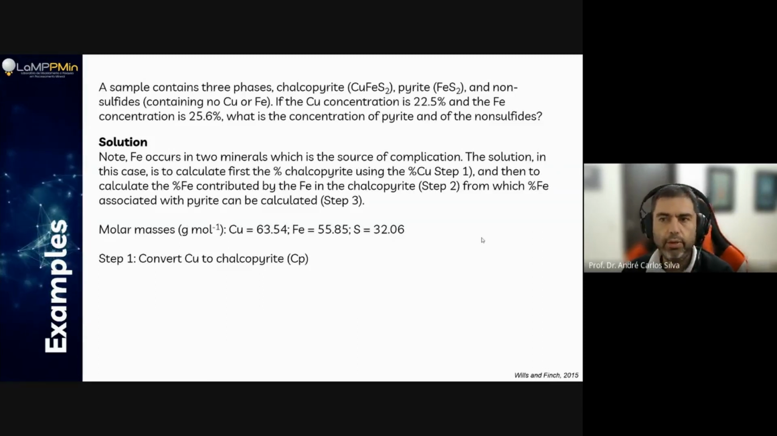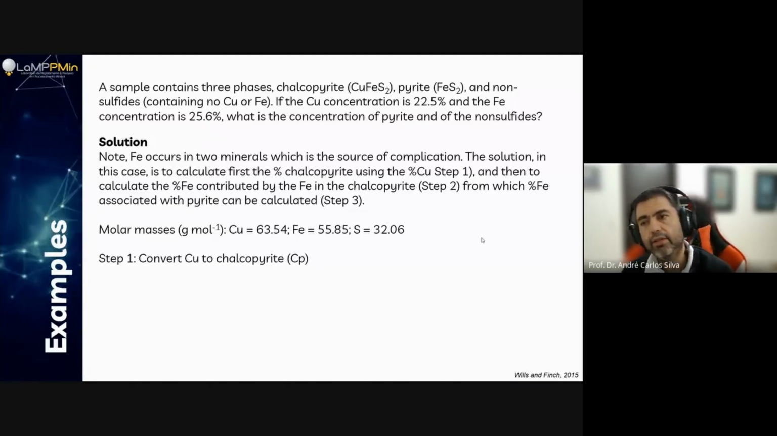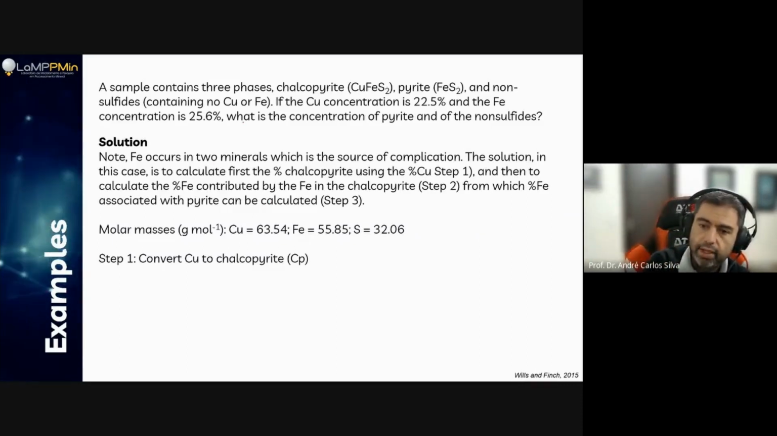If I know how much chalcopyrite I have, and I calculate this from the copper, then I know for sure how much iron I already used in the chalcopyrite. I'm going to subtract this from the total iron, and then distribute the iron to pyrite, and then I know how much pyrite I'm going to have. So let's go to the molar masses and take a look at how much I have of each. This is the molar mass of copper, this is iron, and this is sulfur.